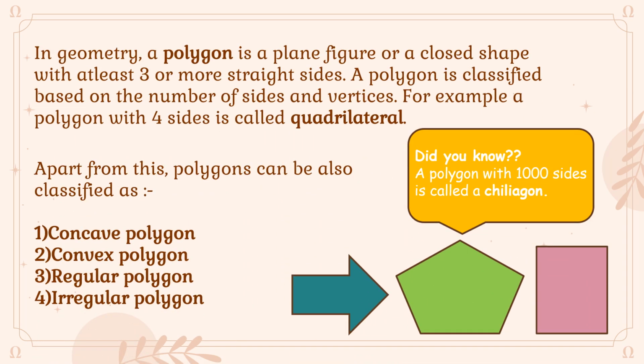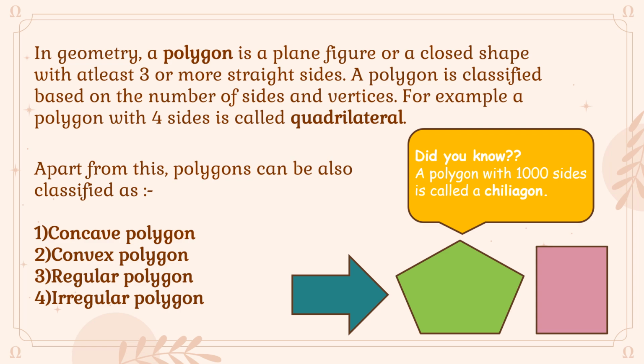So, in geometry, a polygon is a plane figure or a closed shape with at least three or more straight sides. So, a plane figure or a closed shape is said to be a polygon if it should have at least three sides, or three or more straight sides. Of course, as common sense tells, with one side or two sides, we cannot form a polygon. Now let's go to the classification.